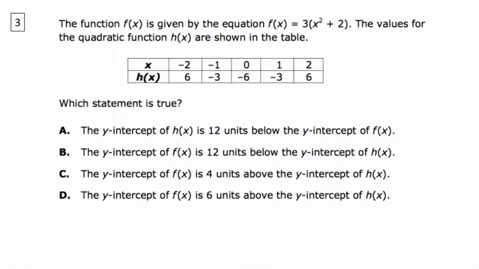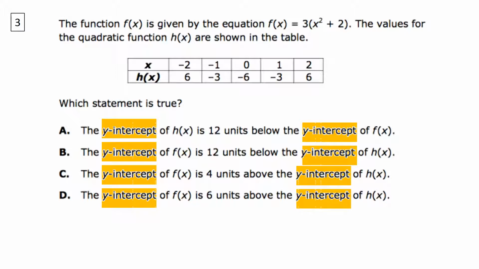On to number 3. The function f of x is given by the equation, and it gives us the equation. The values for the quadratic function h of x are in the table. So this is about comparing an equation and a table. And they like to do those comparisons, whether it's an equation and a graph, or a table and a graph, or an equation and a table. And sometimes they ask a bunch of different questions, but every one of these answers talks about the y-intercept. So I guess we should find the y-intercept of both of these.